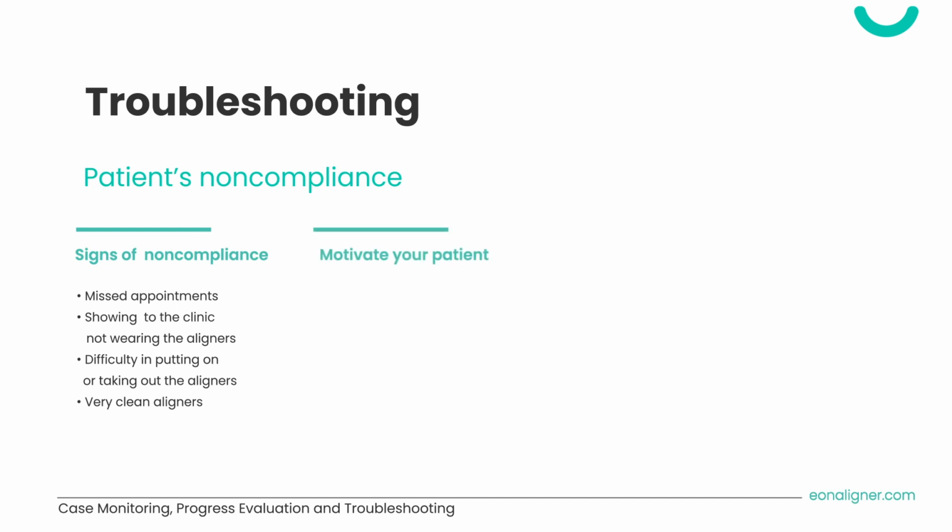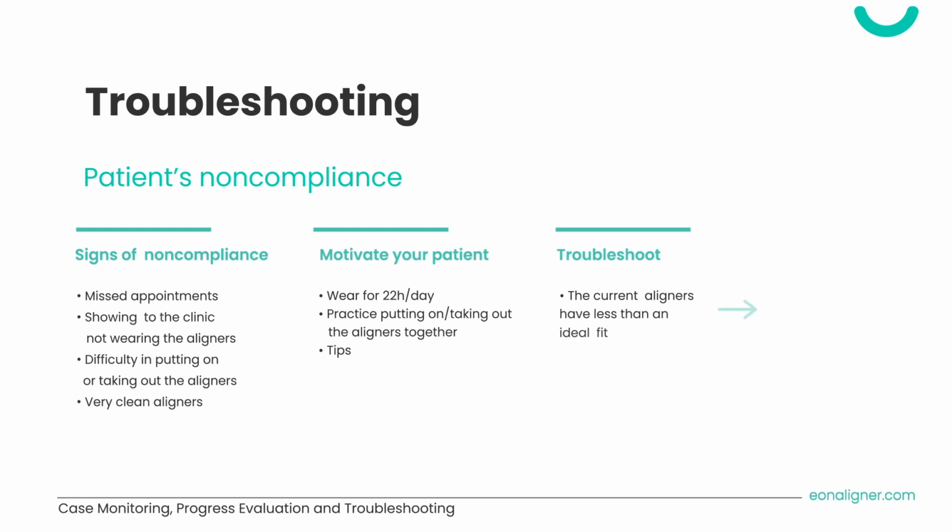You can also practice wearing and taking out the aligners together and give them tips, like rinsing the mouth with warm water before taking the aligners out to make it easier. If you find that the current aligners are not ideally fitting, ask the patient to wear them for an extended time and use chewies to improve the fit. If you notice loss of tracking and the aligners are not fitting, then ask the patient to go a few steps back and wear the most fitting aligners for a period of time, and then continue normally.